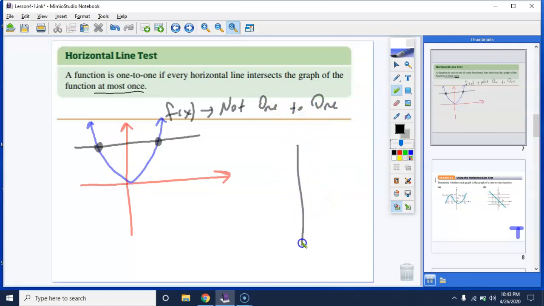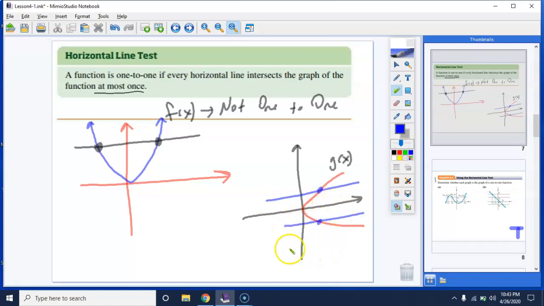But let's say I had something else like this, let's have a g(x) function over here. Let's say it looks like this. All right, let's have a horizontal line test again. Let's see what happens. My horizontal line will cross it once. Even if you go here, it's going to cross it once as well. So it's going to be 1 to 1.